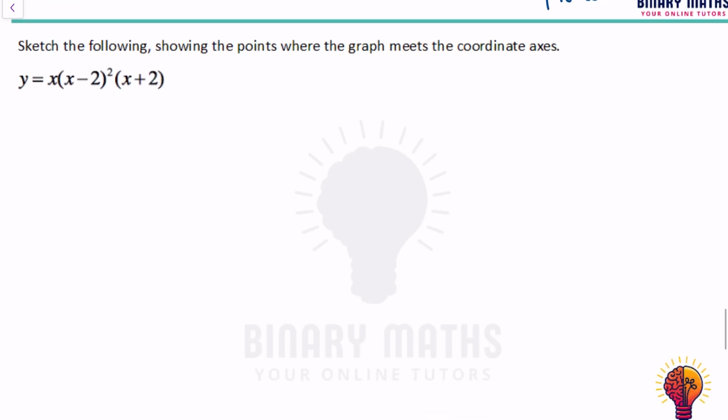Okay, let's do an example. Sketch the following showing the points where the graph meets the y-axis, or maybe it's the coordinate axes. So first of all, we have the x-intercepts as usual. We've got x equals 0. X equals 2 is a double root. And x equals -2 is a single root.